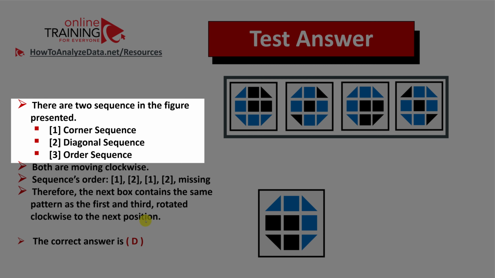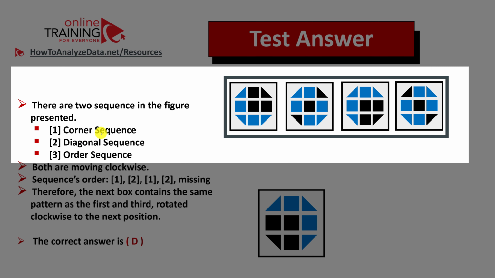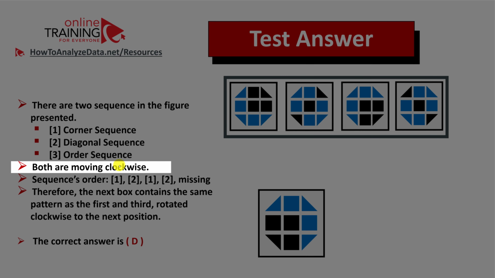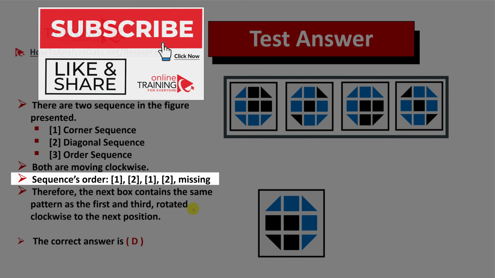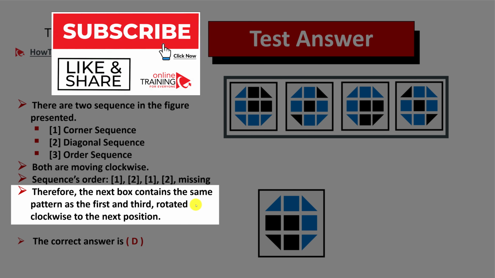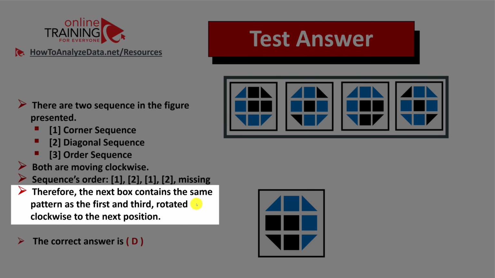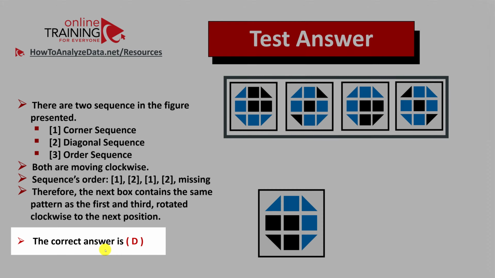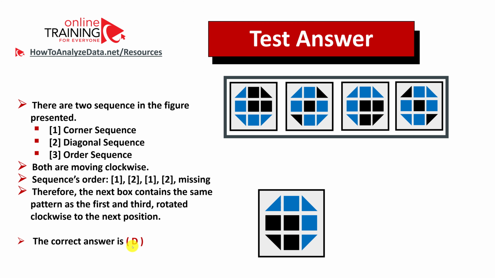Let's recap. There are 2 sequences in the figure presented. We have corner sequence and diagonal sequence, and order sequence. Corner sequence goes in boxes 1 and 3, and diagonal sequence goes in boxes 2 and 4. Both sequences move clockwise in the next item. And the sequence's order is 1, 2, 1, 2, and then the missing item. This is why the next box will contain the same pattern as the first and the third, rotated clockwise to the next position. So the correct choice here is choice D. Hopefully you've nailed this question.